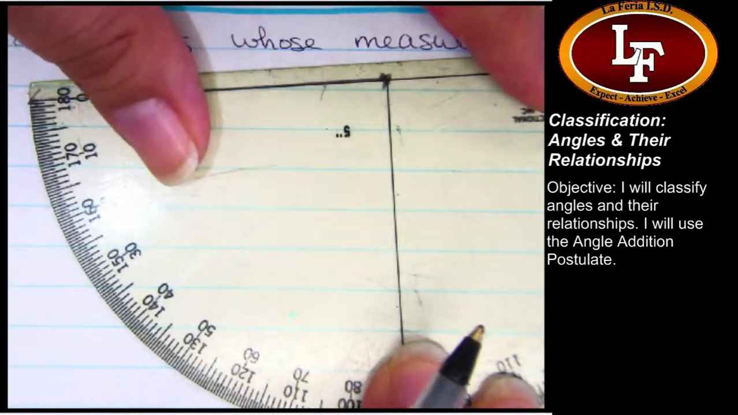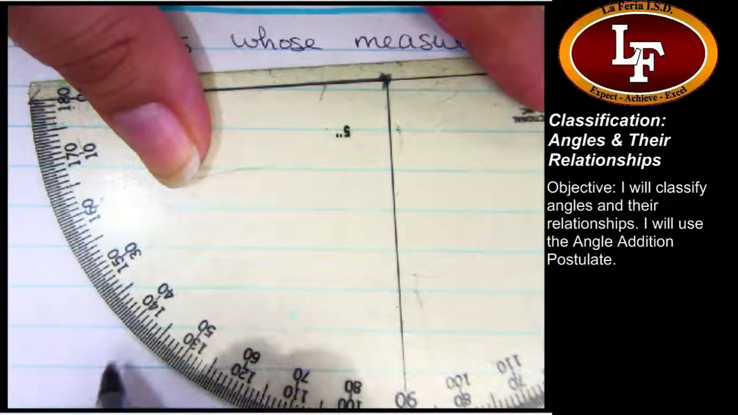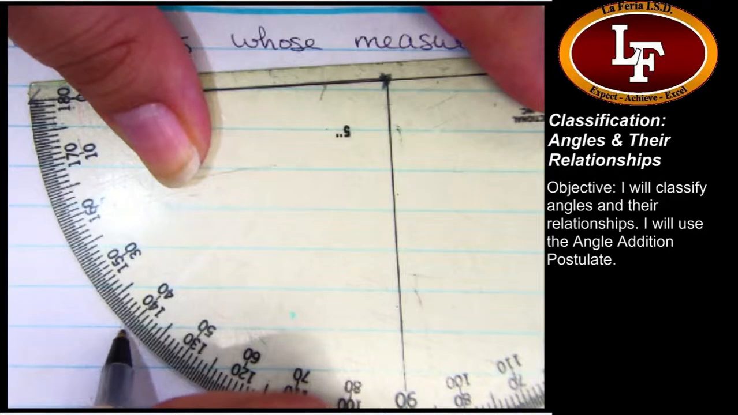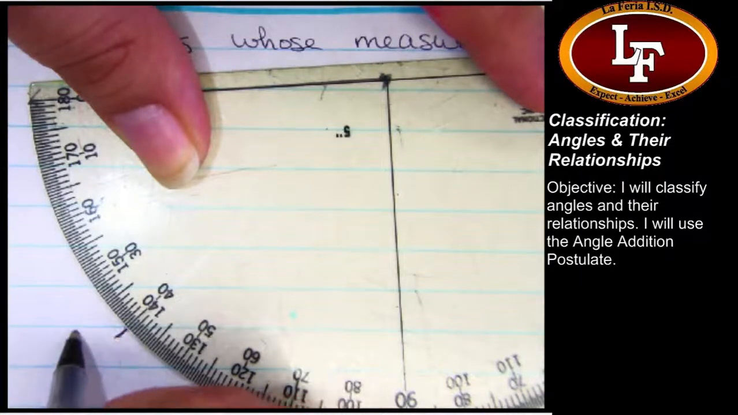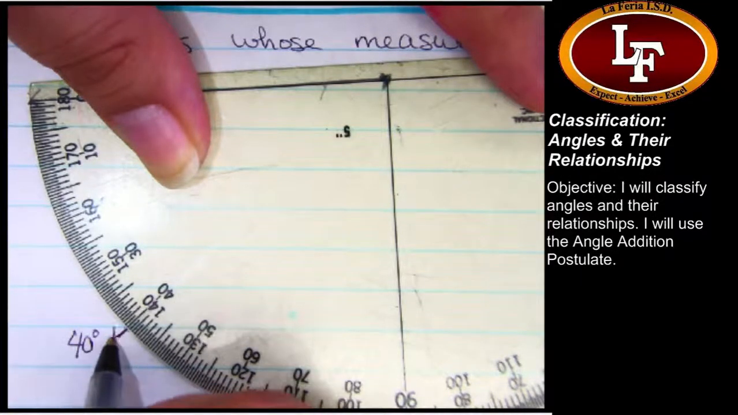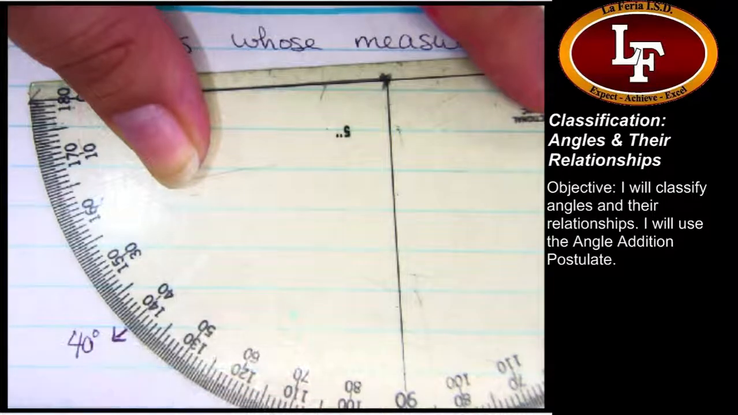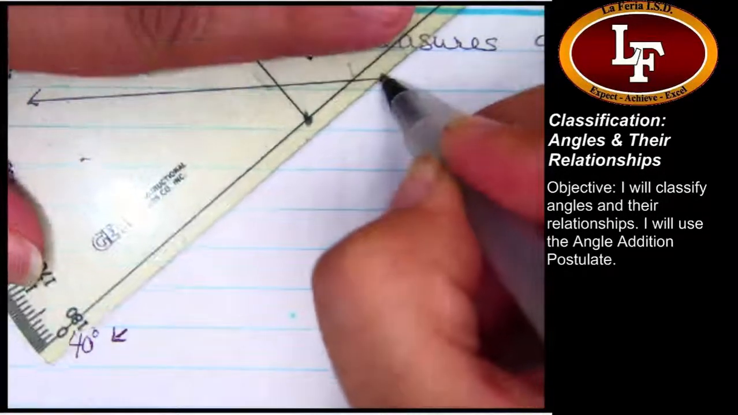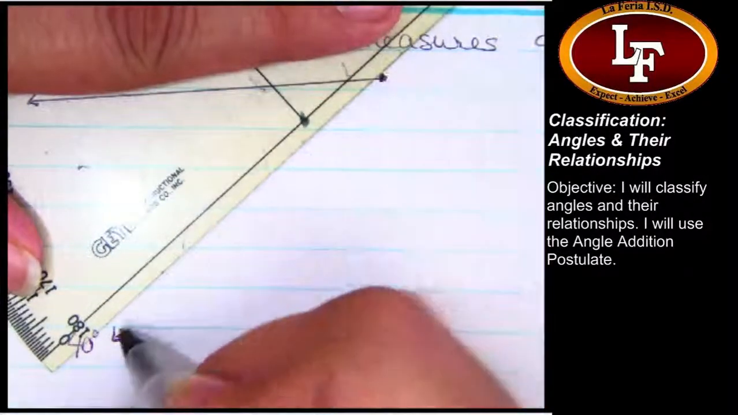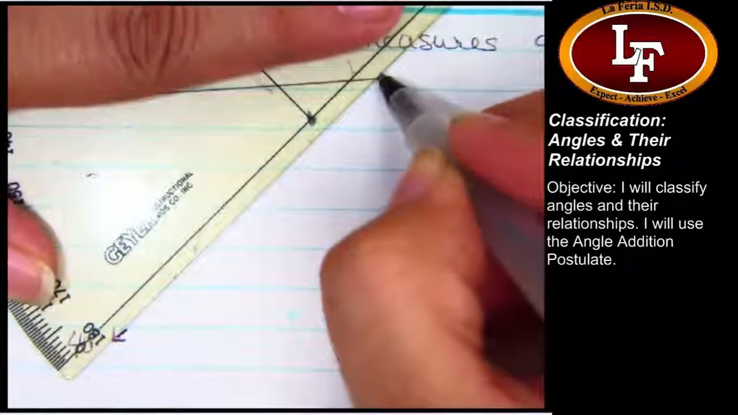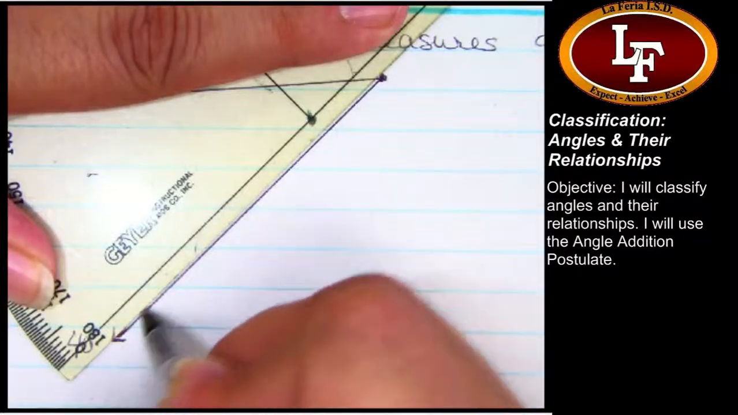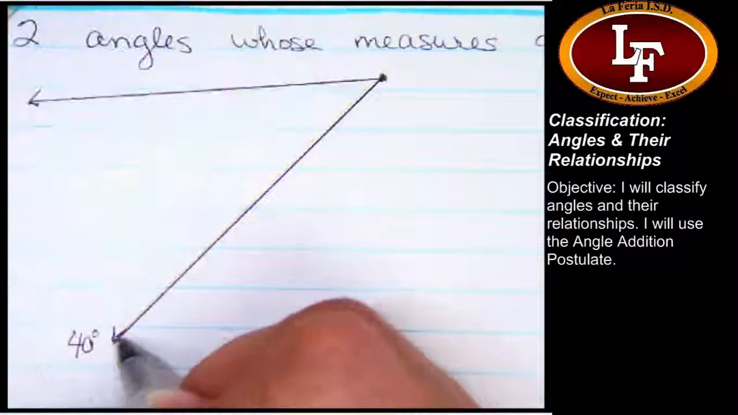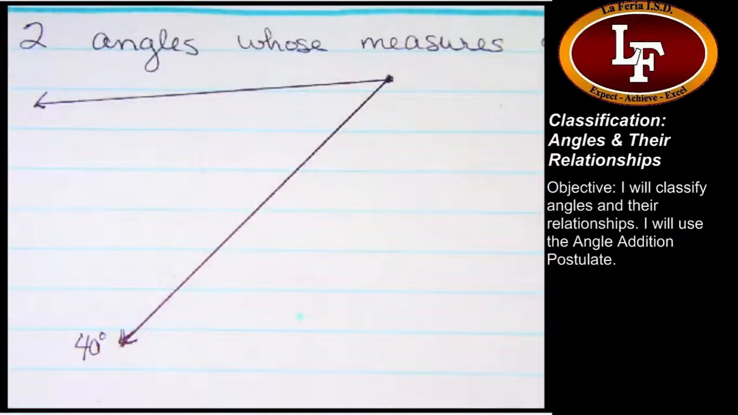Is there a particular number you guys want? 40 is what I heard, or did I hear 84? Okay, 40. All right, so here's my 40 degrees. That's where I want my ray to come out. So now I need to take my straight edge of my protractor, line up the endpoint, line up where I marked my 40, and then connect the two. So now I have an angle that measures 40 degrees.